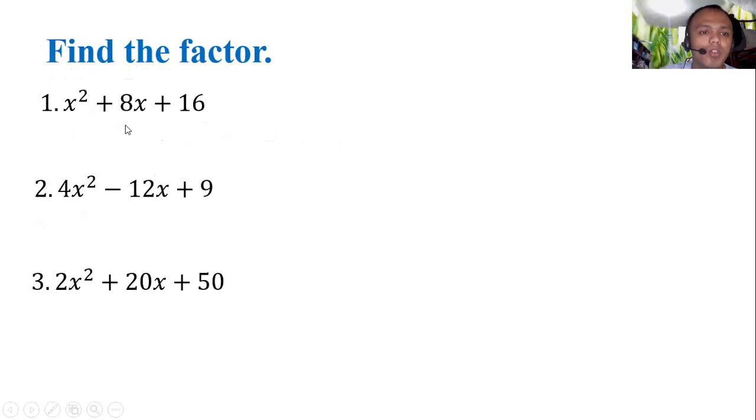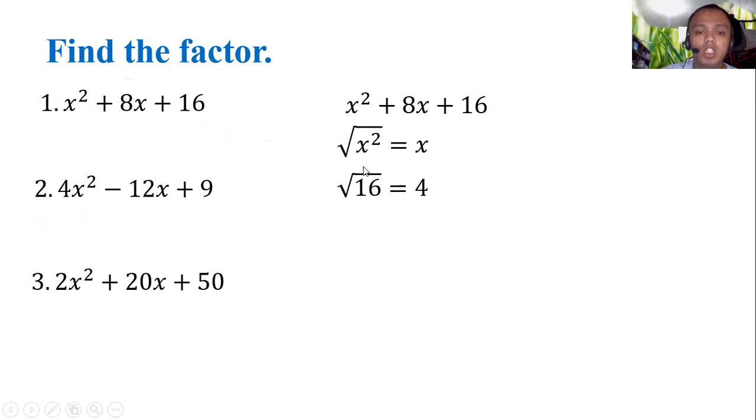Next, let us have an exercise. Find the factor of the following. For x squared plus 8x plus 16, get the square root of the first term. The square root of x squared is x, the square root of 16 is 4. Then we have x plus 4. Why plus? Because plus is the sign of 8x, which is the middle term. Then put 2 as an exponent.